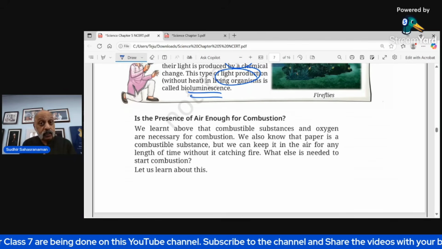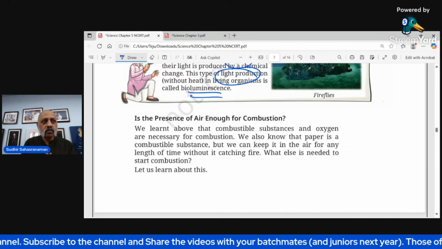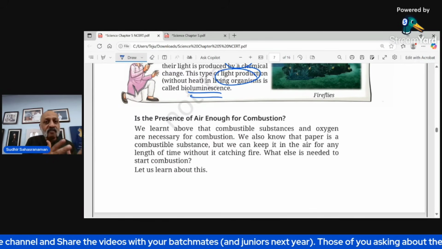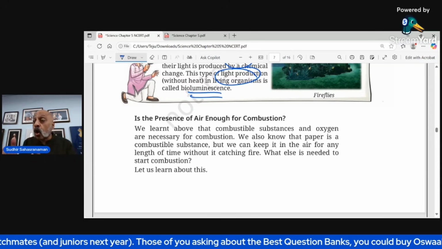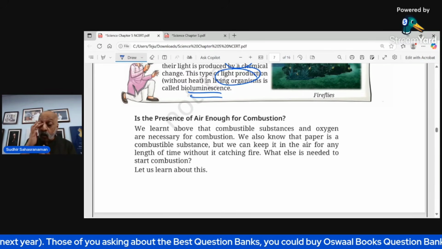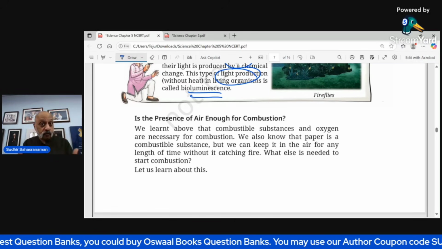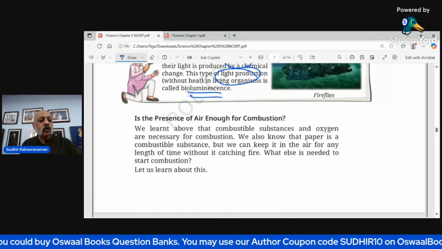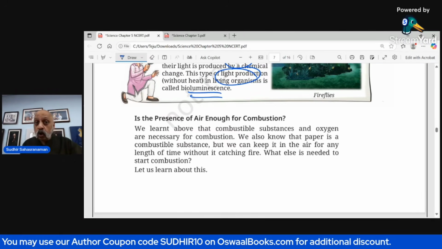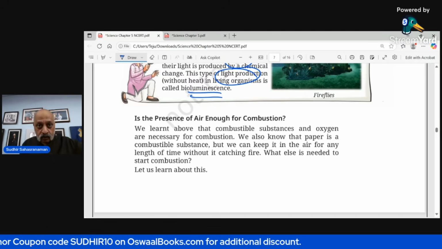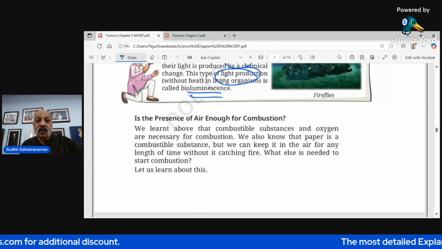Now, is the presence of air enough for combustion? If you just have air, is it good enough to form combustion? Not really. Air is not the only thing that is required for combustion. You need many more things. Yes, you need a combustible substance. Of course you need it. Otherwise, if you try to burn something which cannot be burned, like a metal, then even if you have air, that will not help.